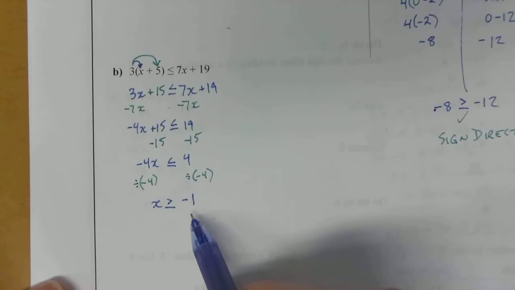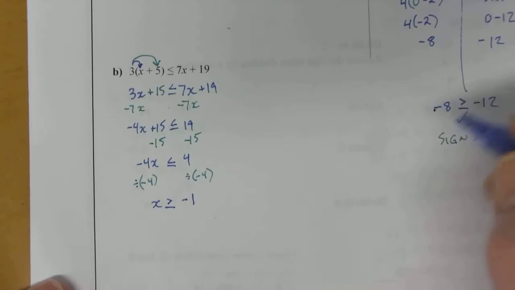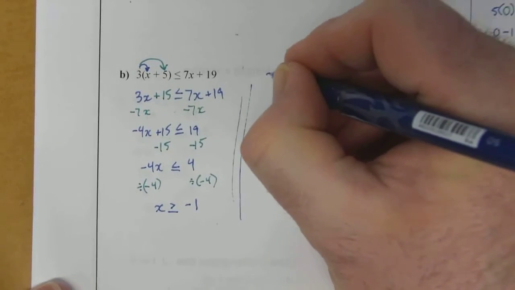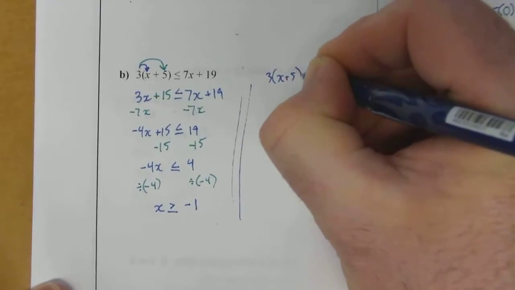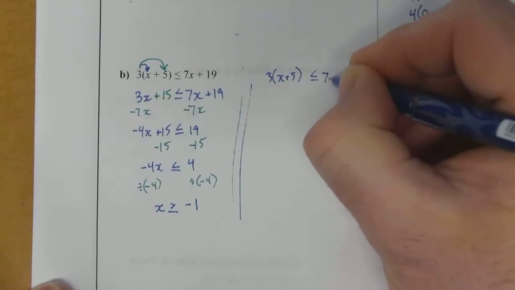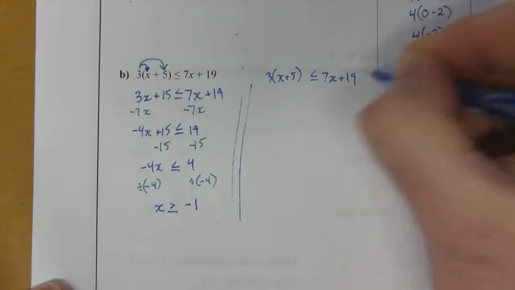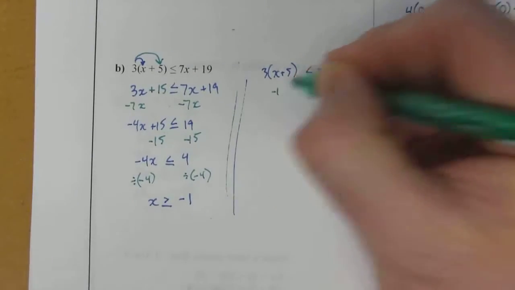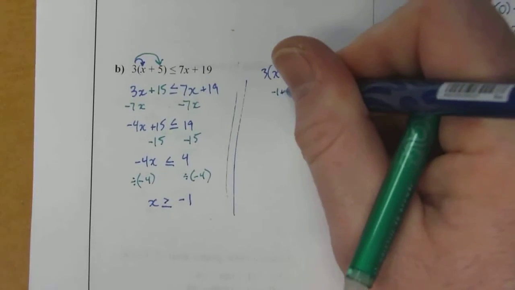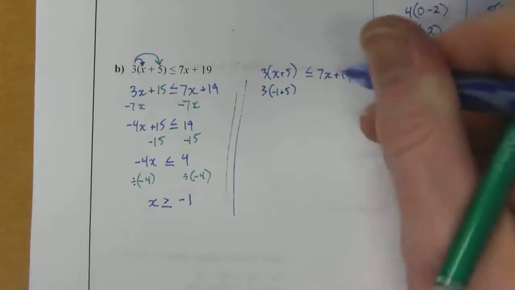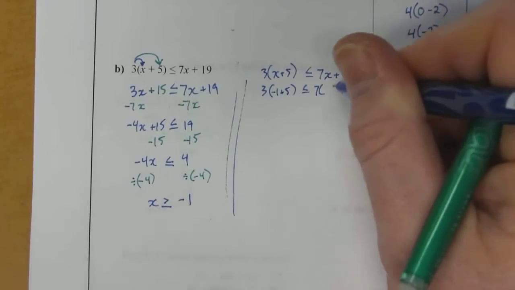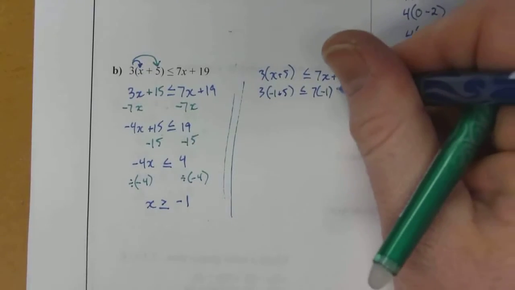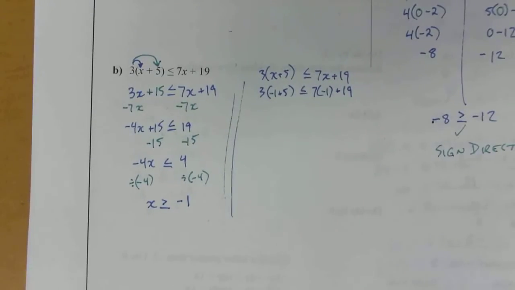So two-step verification. We'll check the boundary point first. We'll go back to the original question. 3 times x plus 5 is less than or equal to 7x plus 19. So if we substitute in negative 1 for x, then both sides should actually equal once we've got the calculations done.